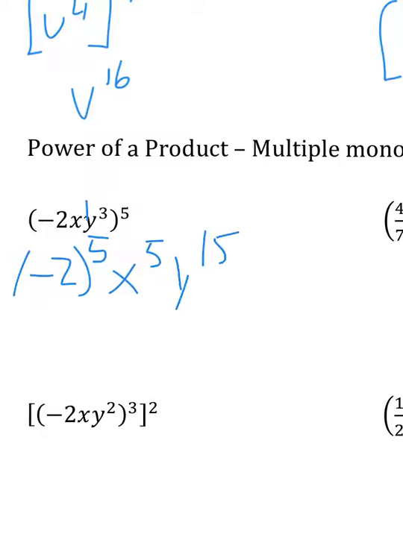So in this one, we end up with negative 32. Negative 2 to the 5th, we can just put that in our calculator. X to the 5th, y to the 15th.